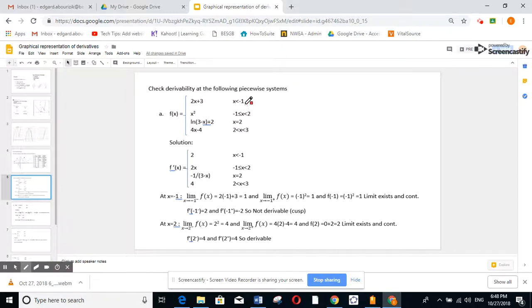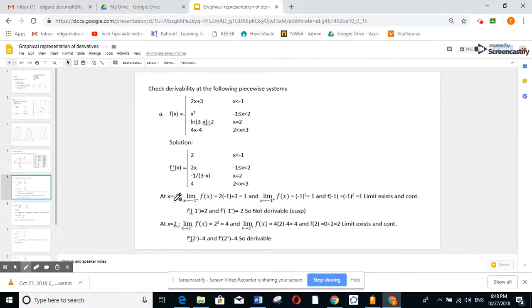So let me start at x equal minus 1. But before, since we're going to study the derivative, let me do the derivative f prime of x. If x less than minus 1, the derivative is 2. Between minus 1 and 2, it's 2x. Between 2 and 3, it's 1 minus 1 over 3 minus x, because the derivative of ln u is u prime over u, and at 2 it's 0. And the derivative between 2 and 3 is 4.